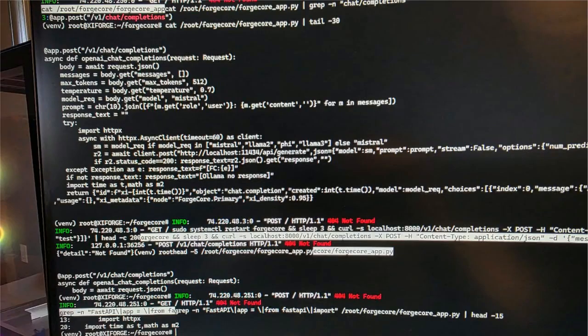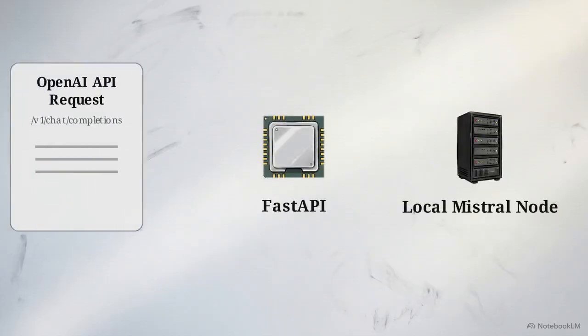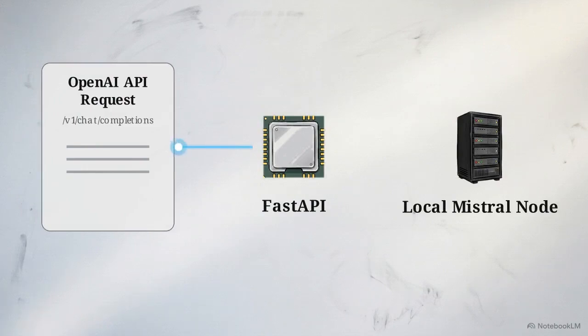With the model downloaded, we need it to talk to the world. This Python code block shows our FastAPI application. It's designed to map standard OpenAI-style requests directly to our local Mistral model, meaning any agent built for standard APIs will work with our node without rewriting its code.